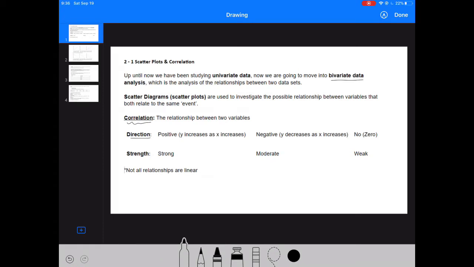The second way you can describe the correlation is through the strength. You could have strong, moderate, or weak, but not every relationship is linear. Many things are not in real life.